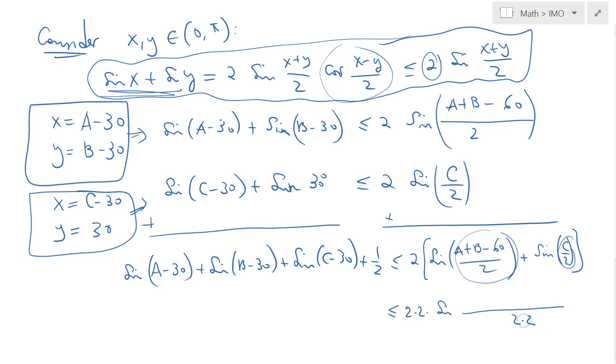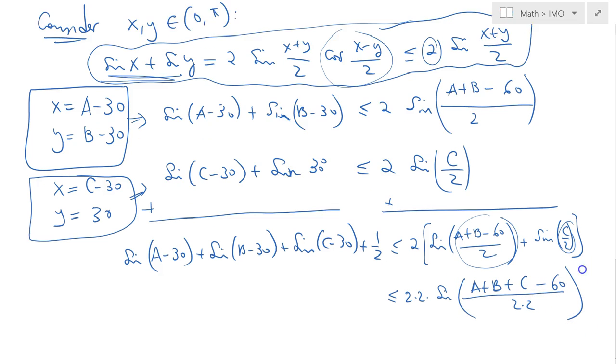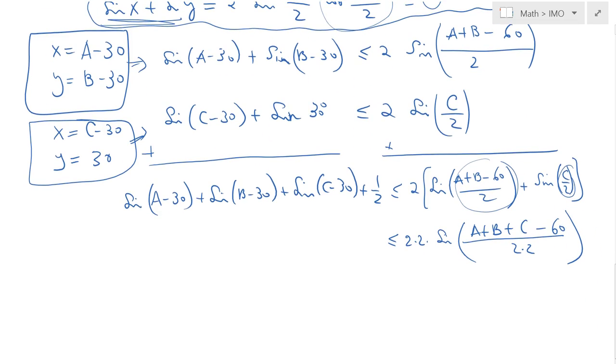So that over 2 we can put it here: a plus b plus c minus 60 degrees. But then things are really nice because a plus b plus c is 180 degrees, minus 60 is 120 degrees, divided by 4, 30 degrees. So this whole thing is 1/2.